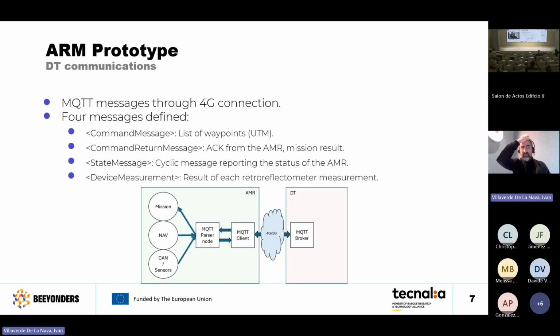So the integration with the digital twin was done just using MQTT communication over 4G. We defined a set of standardized messages that we want to be interchanged between the digital twin and the AMR. As you see there, these messages include the definition of the missions sent to the robot, and the measurements and telemetry data that are going to be sent back to the digital twin.